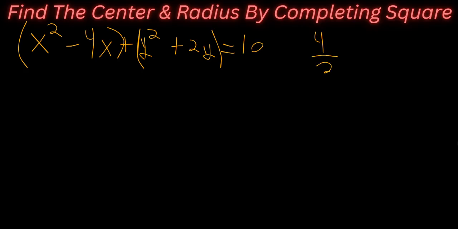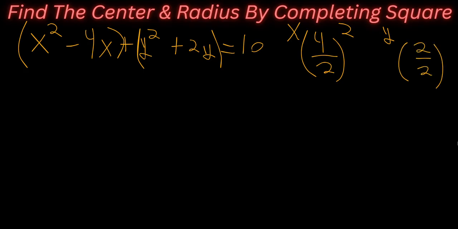So 4 divided by 2 squared, and this is our x, and then we have our y, which is 2 divided by 2 squared. All right, we'll find 4 divided by 2 is 2, and when we square it, it equals 4. So we add 4 to the x terms. 2 divided by 2 is 1, squared is 1. So we'll add 1 to these terms. And we add both of those to the right side. So we add 5 to the right side.